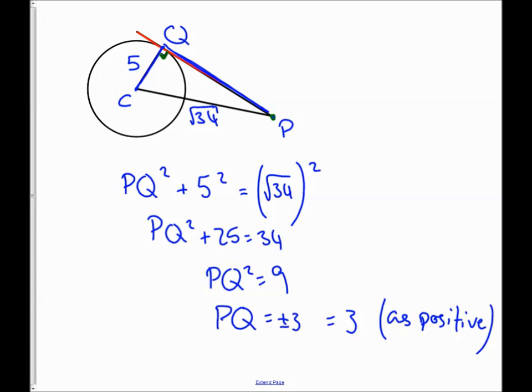So these are fairly standard follow-up questions, just taking advantage of the fact that we know from our GCSE circle theorems that the angle between the radius and the tangent is always going to be 90 degrees.